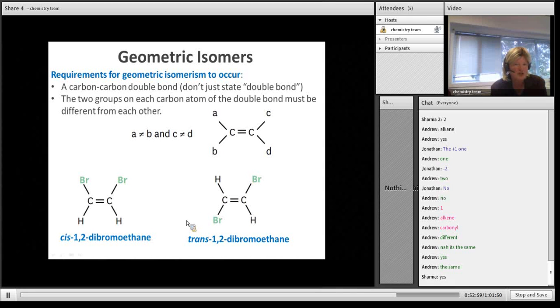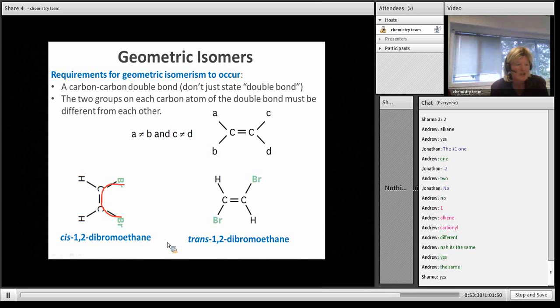And one way to remember the cis is if you put it on its side and you go from one big group to the other big group and it makes a C, like the letter of the alphabet, then it's cis. Otherwise, same side, cis. Think of the sound, same, cis. That's another way to remember the difference between cis and trans.